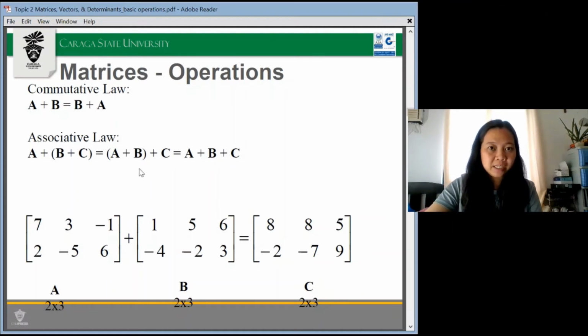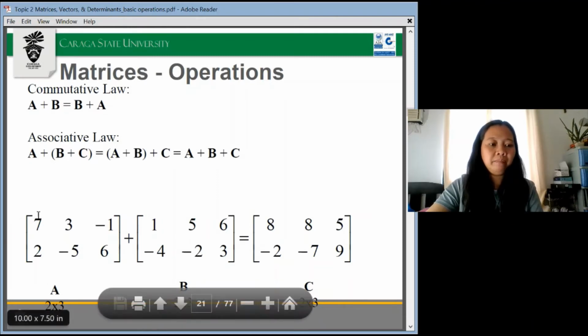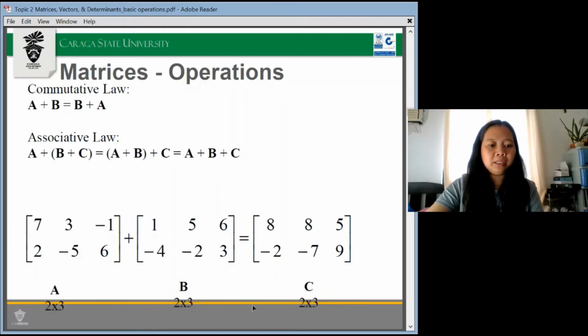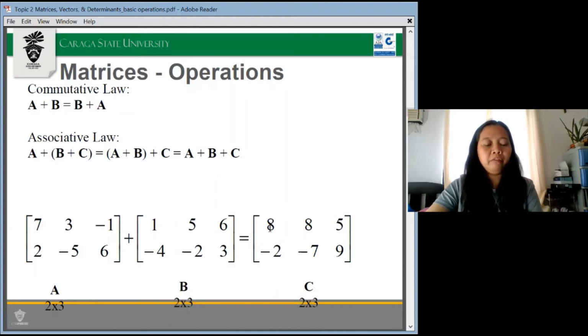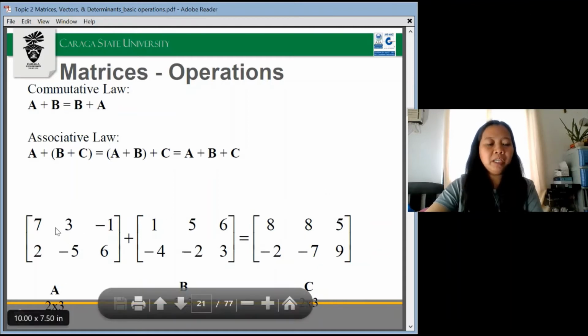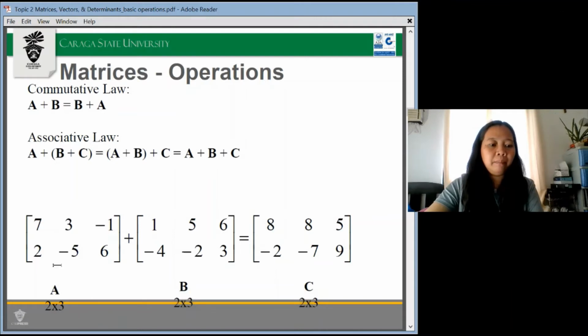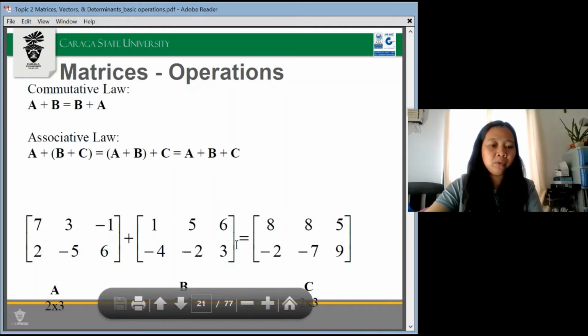That is if your matrix A, matrix B, and C are of the same size and dimensions. In this example, your matrix A is a 2 by 3 matrix, while your matrix B is the same, and of course, your sum or your difference is of the same size, 2 by 3. So let's take for example, matrix A plus matrix B is equal to matrix C.